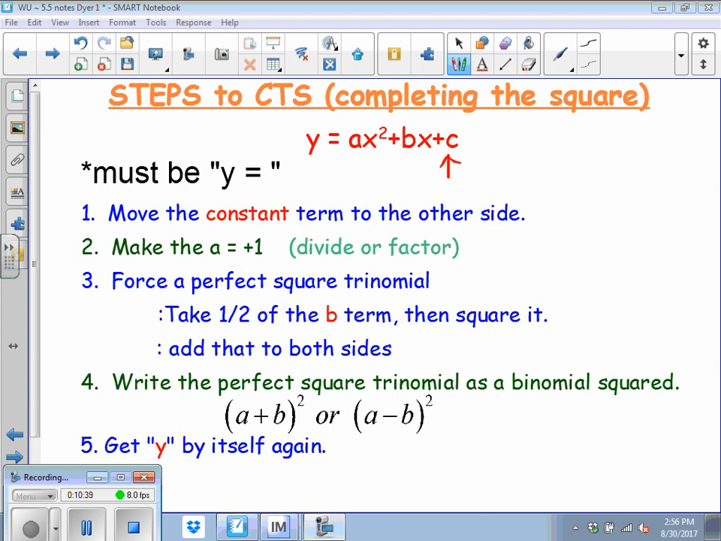In Math 2, you may have learned completing the square to solve an equation. You're not going to do that. I would never use that method to solve an equation. Okay? I would only use completing the square for this.